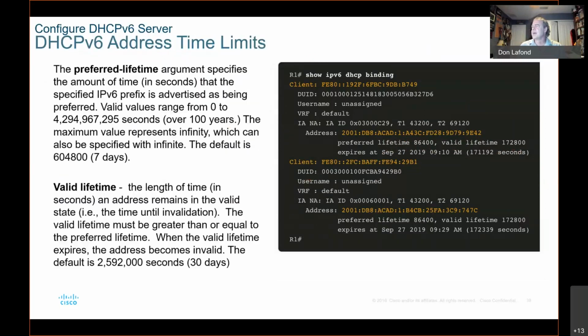That number, the valid range for the preferred lifetime. That argument specifies the amount of time in seconds that the specified IPv6 prefix is advertised as being preferred. Valid ranges go from 0 to 4 billion seconds. I went ahead and Googled that, and that's over 100 years. So for the majority of us, that is going to be your lifetime, my lifetime. The maximum value represents infinity, which can also be specified with infinite.